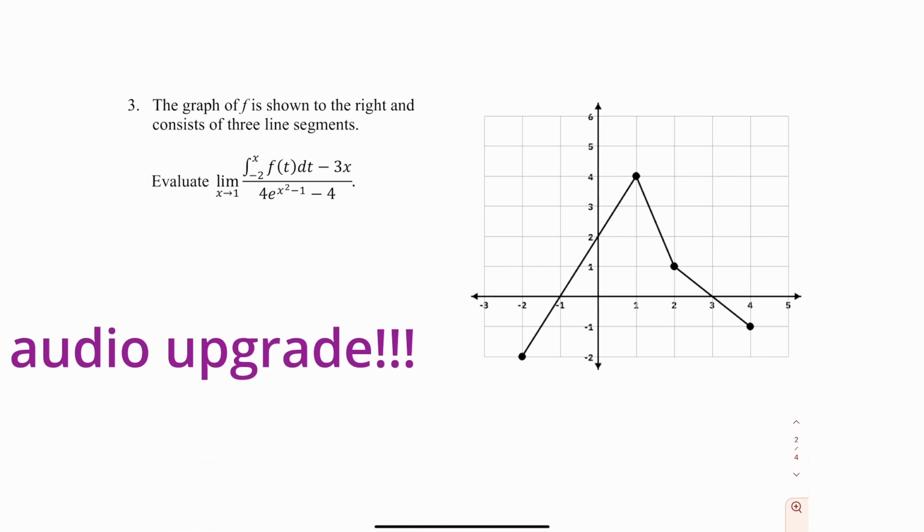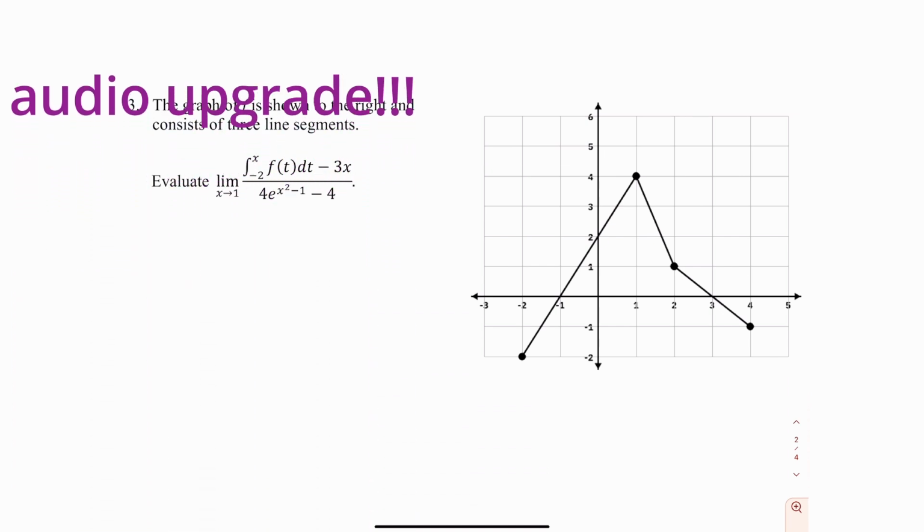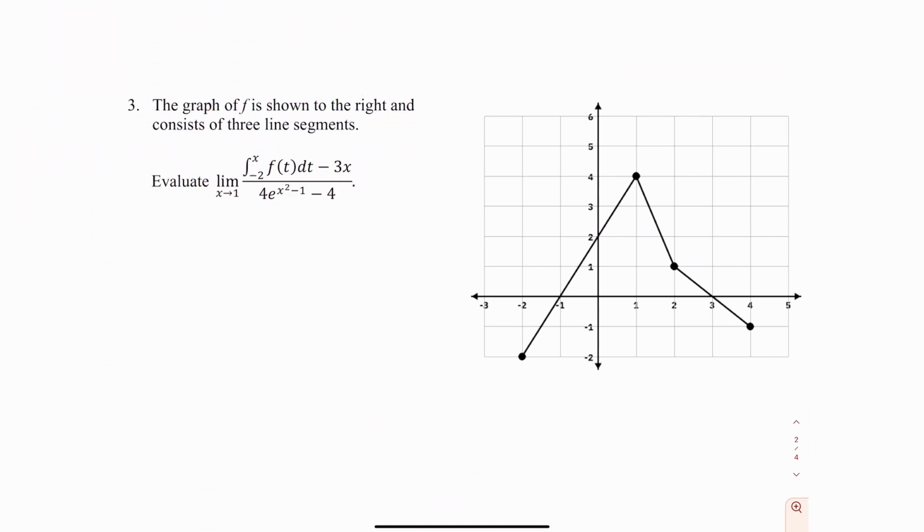All right, question number 3. The graph of f is shown to the right and consists of 3 line segments. Evaluate the limit as x approaches 1 of the integral from -2 to x of f of t dt minus 3x, over 4e to the x squared minus 1, minus 4.